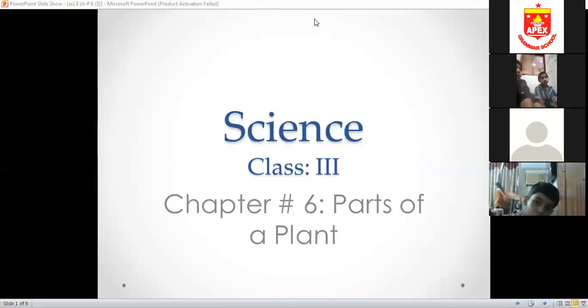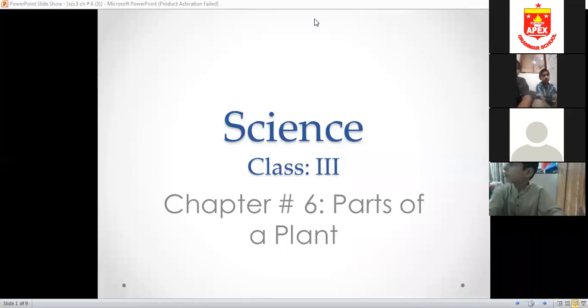Then we have learned about the types of roots, that are the tap roots and the fibrous roots. Tap roots are those in which only one main root is there, and from that main root many small branches are further growing. Then there are fibrous roots. In fibrous roots there is a bunch of roots which grow, and we have also read that we eat the roots of some plants.